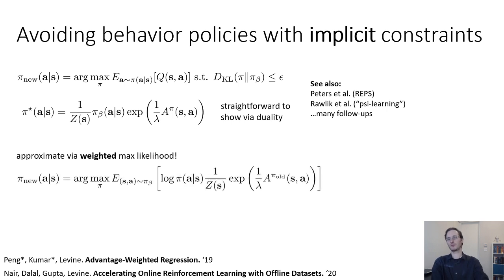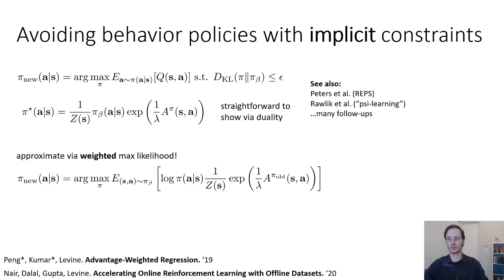And the way to do this is to note that matching this pi star is the same as maximizing the likelihood of actions taken from pi star. And you can do that by taking actions sampled from pi beta and weighting them by the exponentiated advantage. So if you can find the argmax of the expression I have written here, then you will get pi star, provided that you can match pi star exactly.